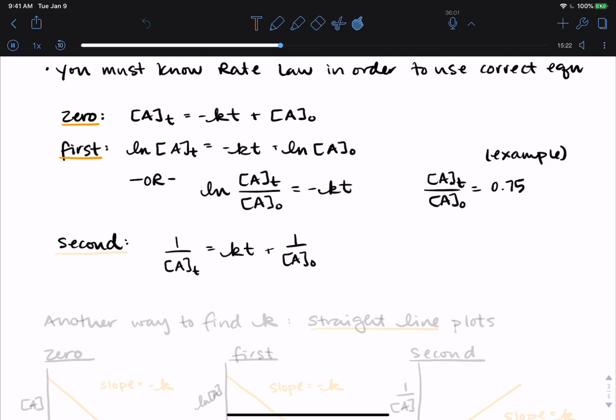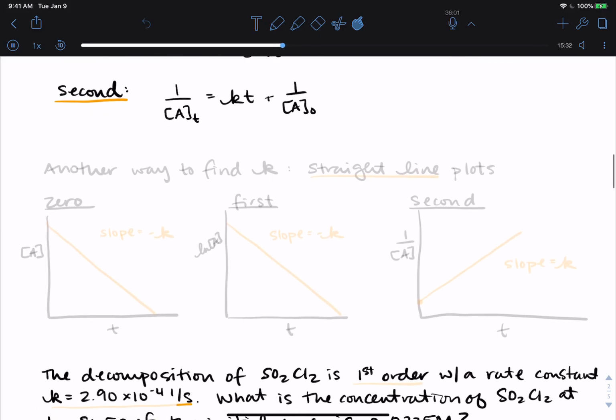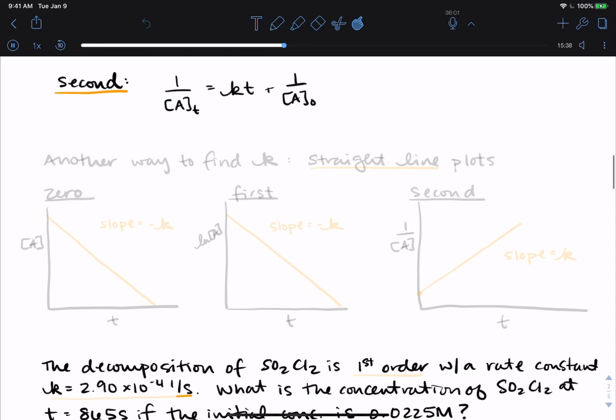And I'll just underline this as well. This will be labeled second order on your equation sheets. What's also useful about this is that all of that data that we have seen used to determine the rate law, you could use that to have another way to find the rate constant.